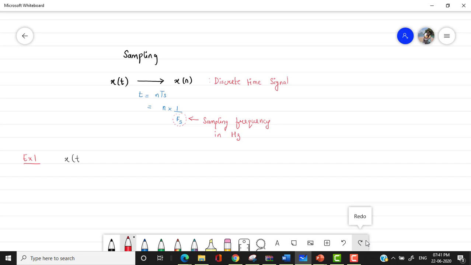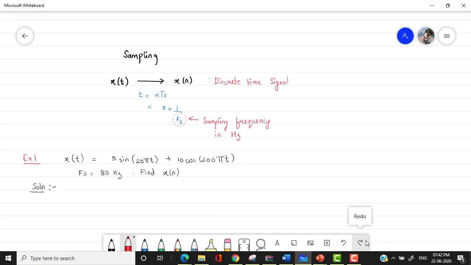So let us take the first example where x(t) is given as 5 sin(20πt) + 10 cos(200πt). This is the equation that is given, and the sampling frequency is given as 80 Hz, and we have to find the sampled discrete time signal.